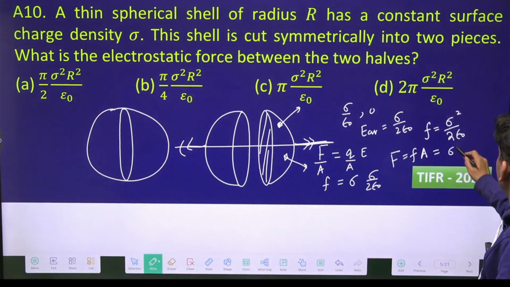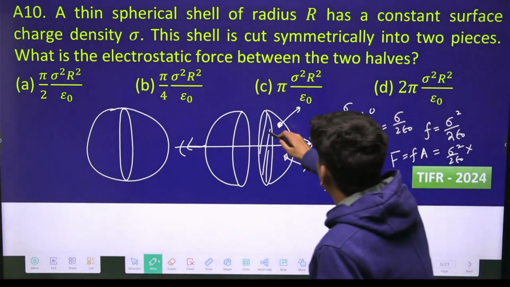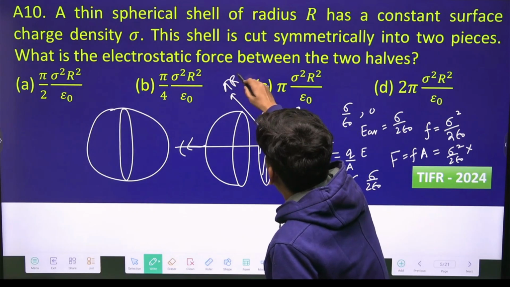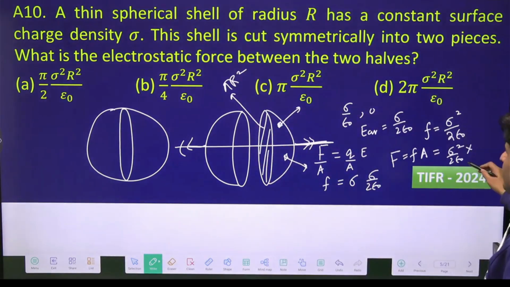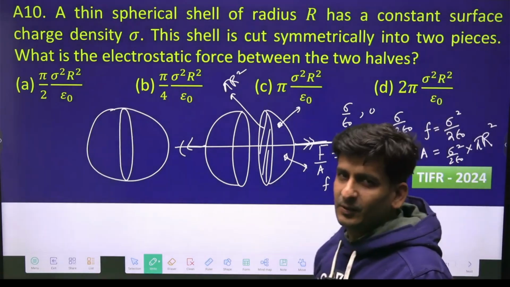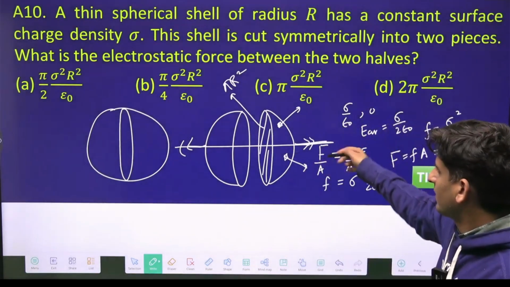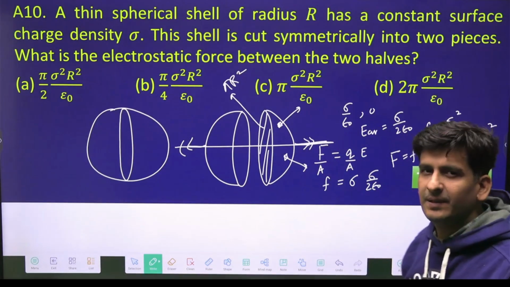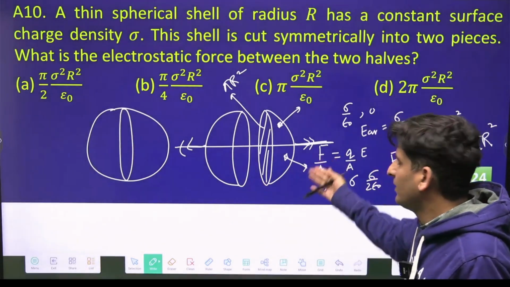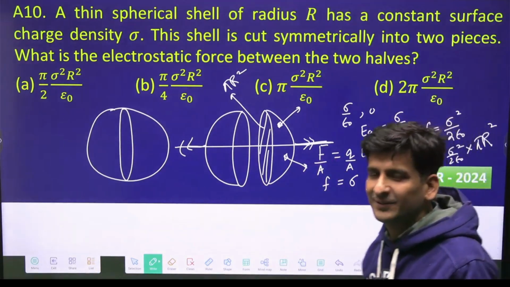So this will become sigma by 2 epsilon naught into this effective area, which is pi r square. So it will be sigma square by 2 epsilon naught into pi r square. This is a very nice question. You can also try by taking the components, and you will get the same answer, because effectively the area will be only pi r square. Okay, thank you.